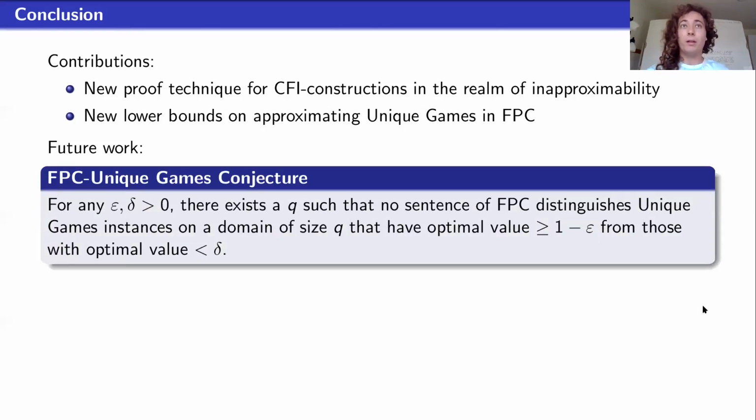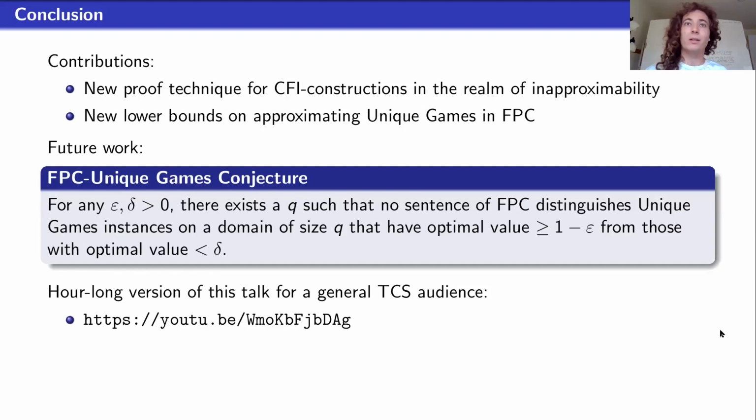You may be familiar with the unique games conjecture in classical complexity theory. Well, it turns out there's an FPC version of this as well. And if we can make this gap, instead of 1/2, 1/3, we want 1 minus epsilon and delta for arbitrarily small epsilon and delta, then analogs of all the things that are true assuming the unique games conjecture in classical complexity, there are analogs in FPC as well that are very interesting. And if you want to hear more about that, I recommend seeing the longer version of this talk. It goes into more detail about why this FPC unique games conjecture matters.